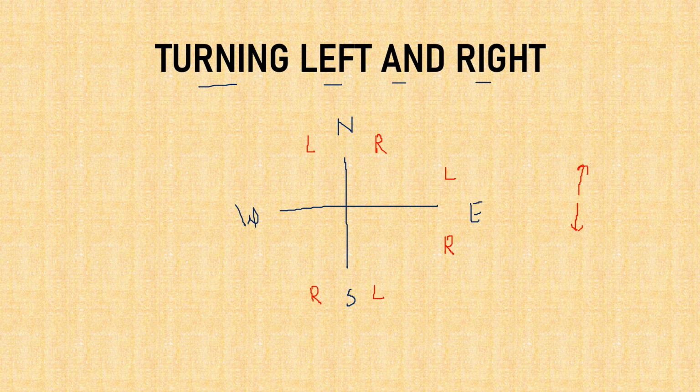Similarly, west will be exactly opposite to east. So for west, this will be the right side and this will be the left side. So if a person turns this way, he is taking a left turn, and if a person turns this way, he is taking a right turn. So this is how we decide which is right and which is left for a person moving in any of the four given directions.